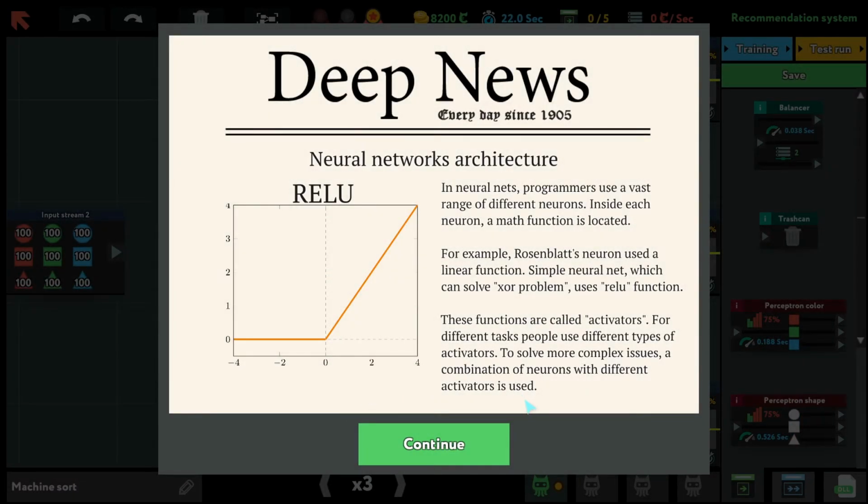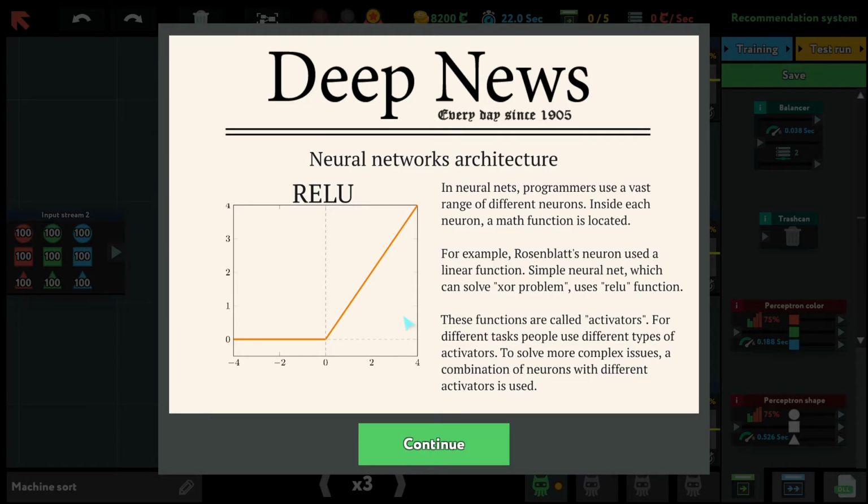Okay, we got another deep news. Neural networks architecture, ReLU. In neural networks, programmers use a vast range of different neurons. Inside each neuron, a math function is located. For example, Rosenblatt's neuron used a linear function.